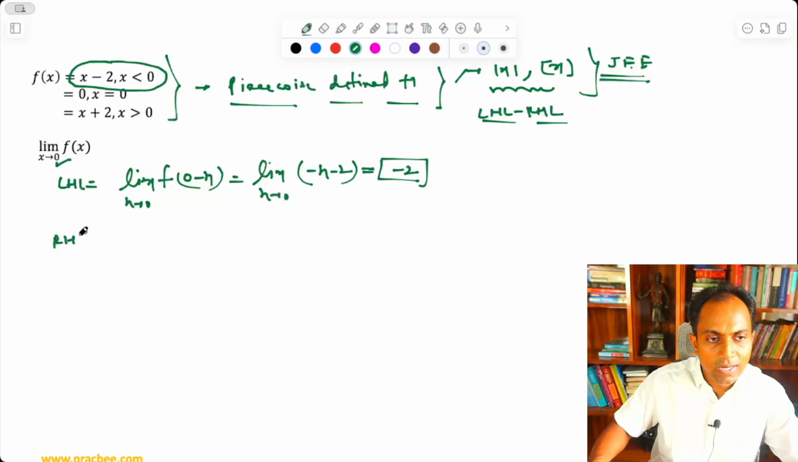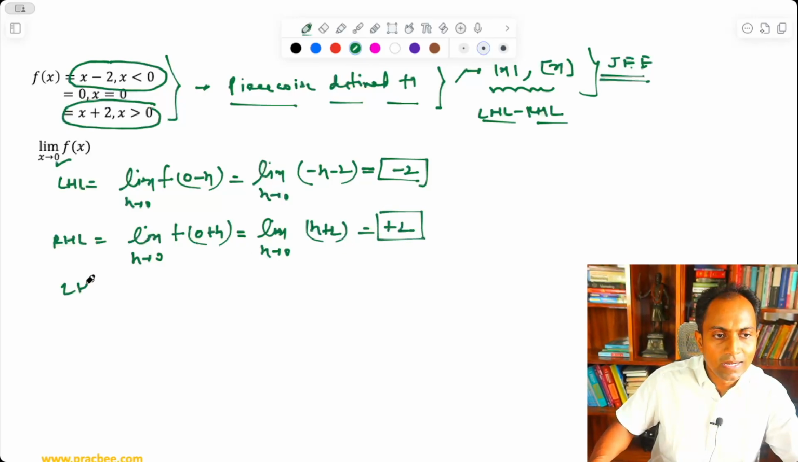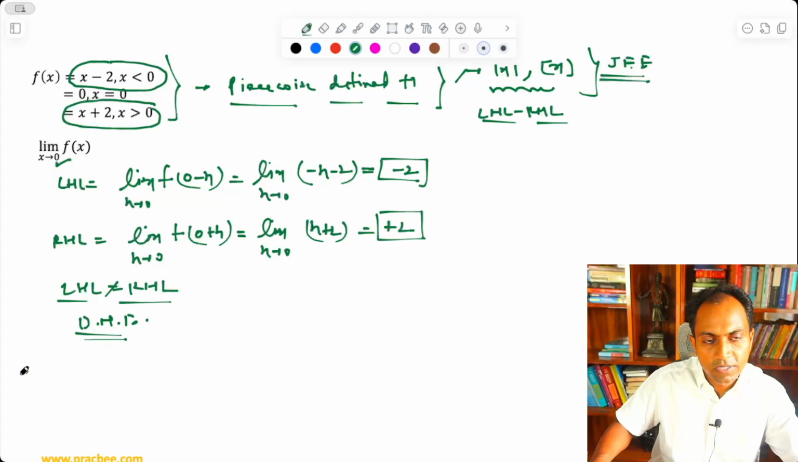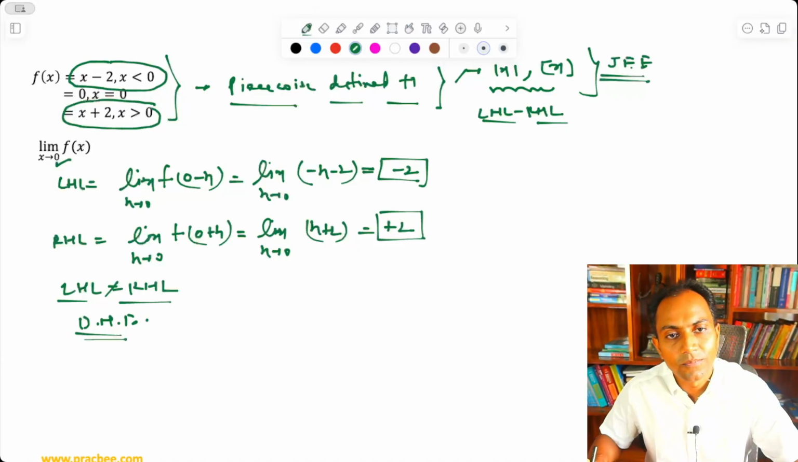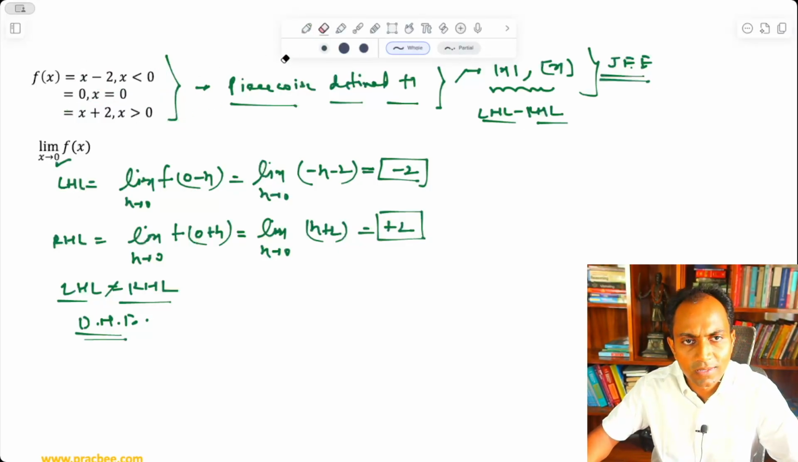If I want to find RHL, what I will do is limit h tends to 0, f of 0 plus h. That will become limit h tends to 0. Now, since you are considering values greater than 0, you will have to use this part of the function. It becomes h plus 2. If I put the value of h as 0, answer becomes plus 2. You can clearly see that LHL did not come out to be equal to RHL, and the limit does not exist. This is my answer. Very important to understand this because usually I have seen students using one or two techniques to solve the whole chapter and then they get stuck.